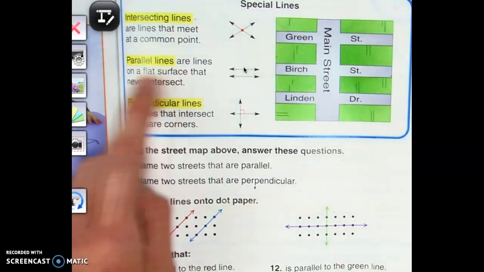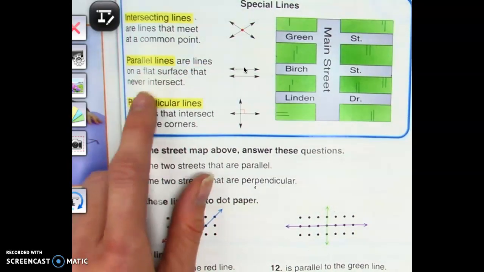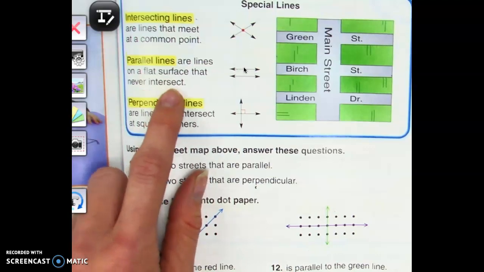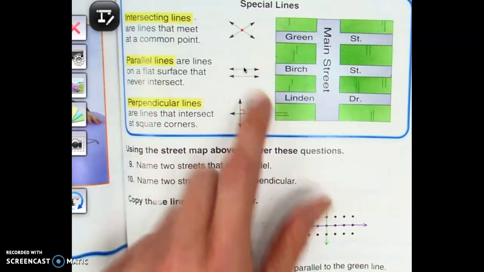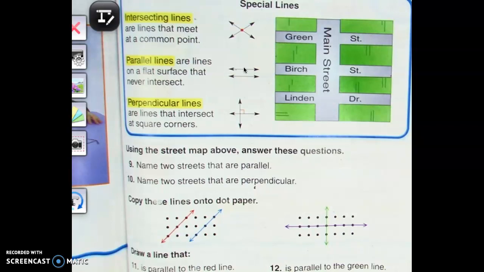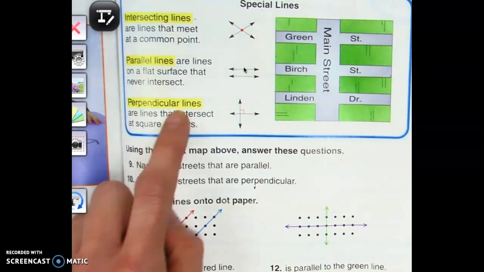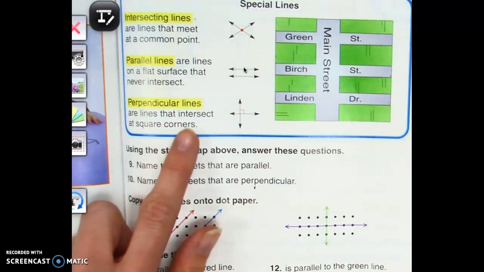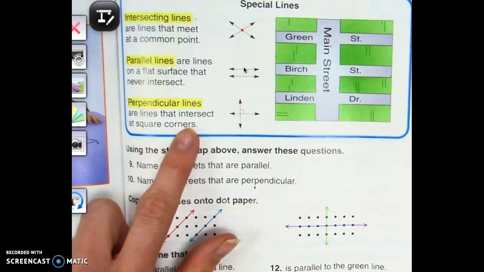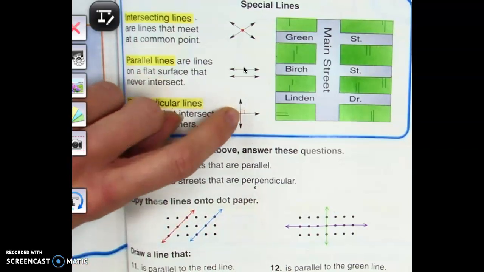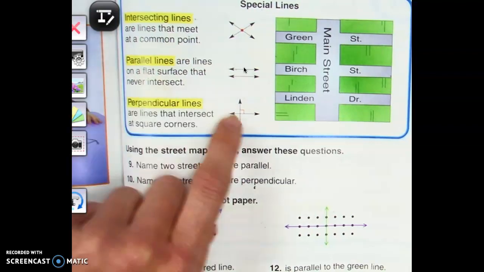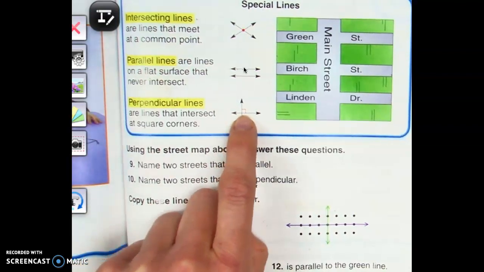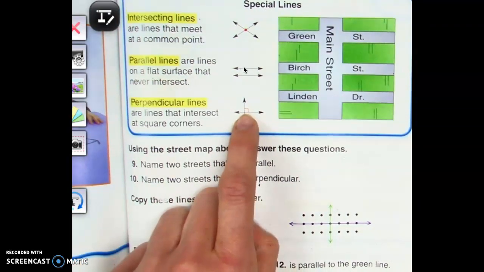Parallel lines are lines on a flat surface that never intersect. Parallel lines never meet. And then perpendicular lines are lines that intersect at square corners. So do you see here how they make a perfect square corner? We call that 90 degrees because it's meeting at 90 degrees.